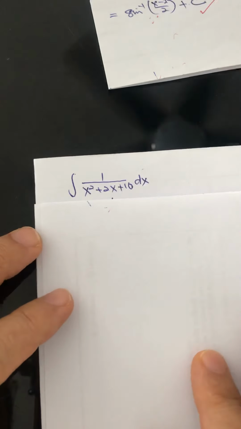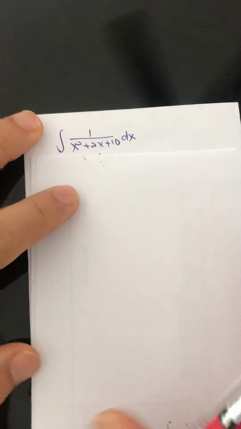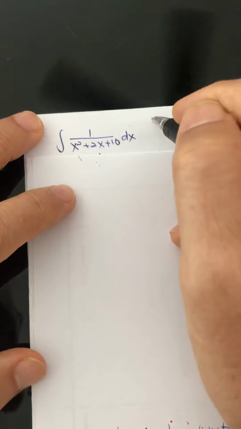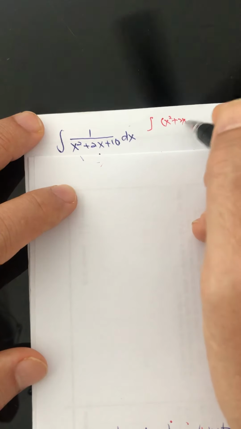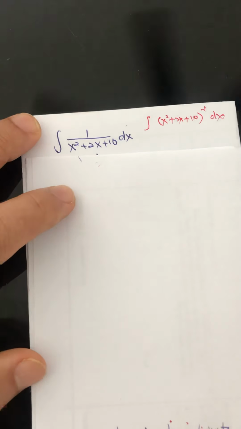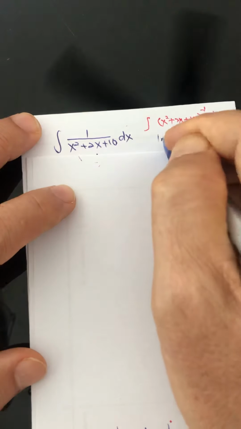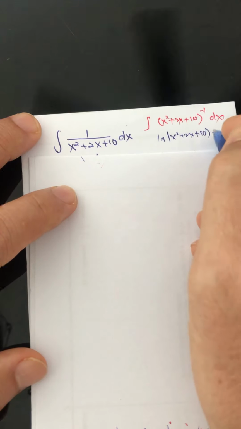Look at this one, because I want to integrate this. Of course, you see, this is a proper fraction. If I want to integrate like that, you see, cannot. Plus 10, negative 1 dx. You integrate the negative 1, you will get ln. Okay, then x squared plus 2x plus 10, and then plus c.